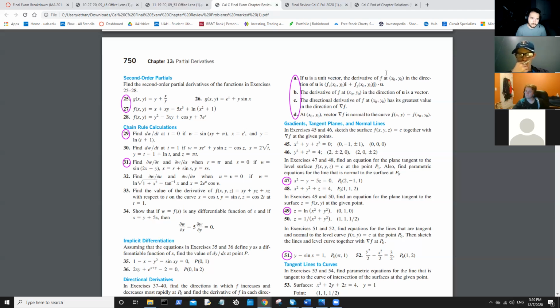C, the directional derivative of f at a given point has its greatest value in the direction of the gradient. Isn't that also part of the definition? Yes, that's true. And D, at a given point, the gradient vector is normal to the curve. Yes, the gradient is perpendicular to the curve, because the curve is the level curve. If you sketch the function, those are the level curves, and the gradient is perpendicular at a given point of the level curve.